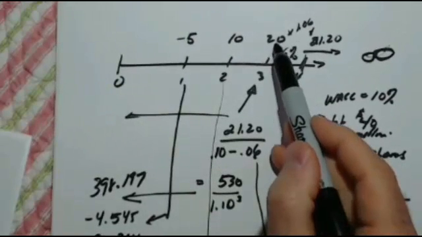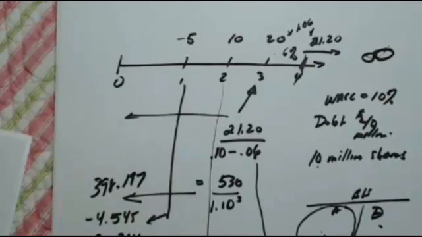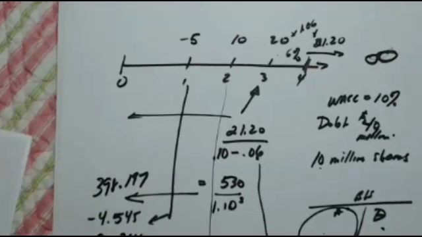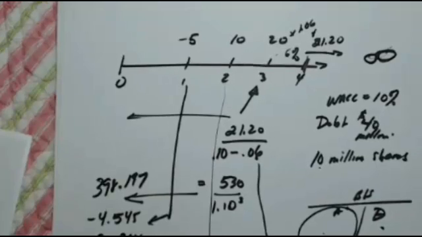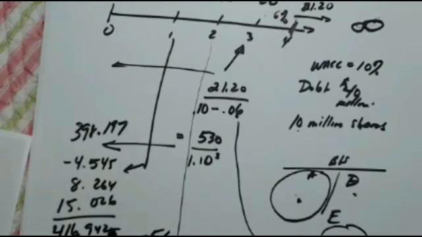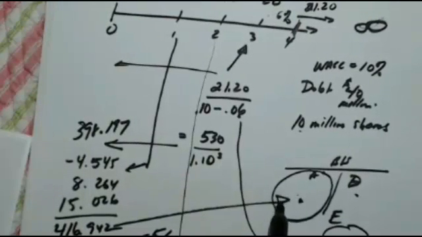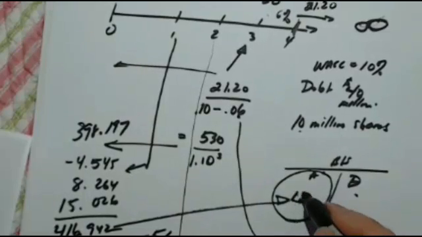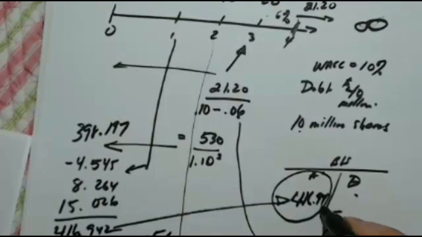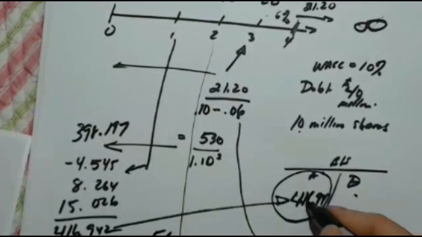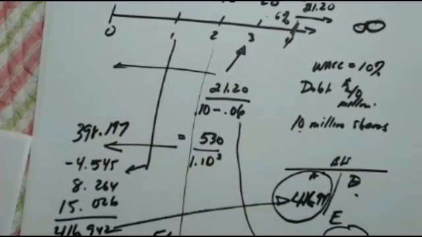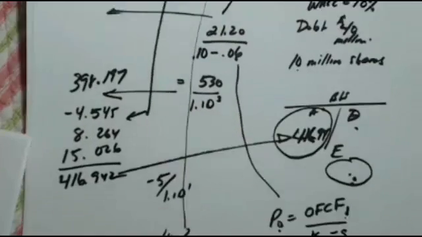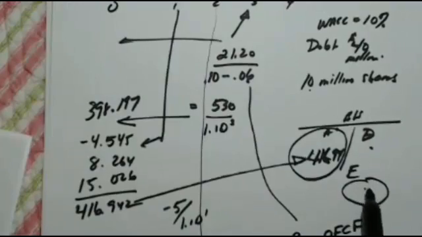Discount the $20 here at 10% for 3 periods. That present value will be $15,026. Add it all up. The value of the whole firm right here is $416.94. Okay, $416.94. We want to ultimately figure out the value of the equity per share.